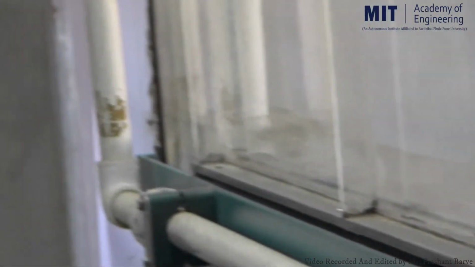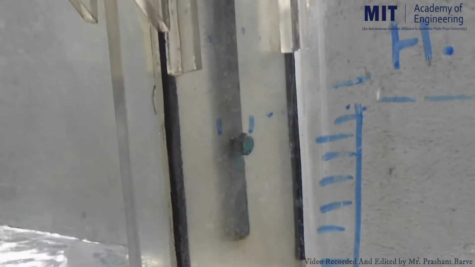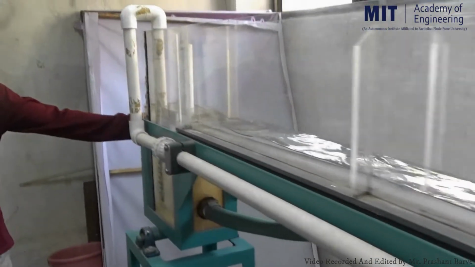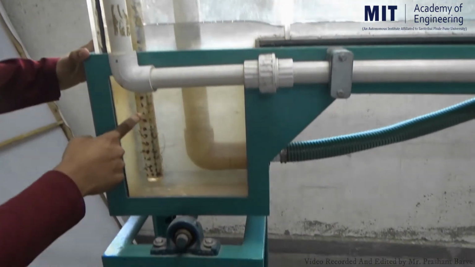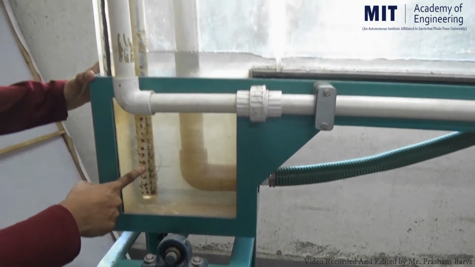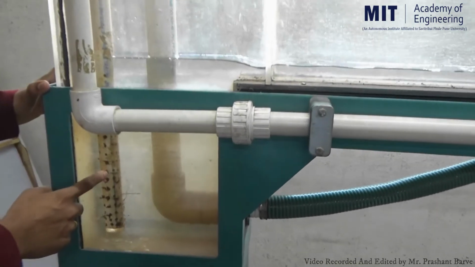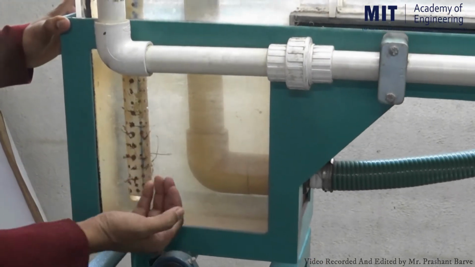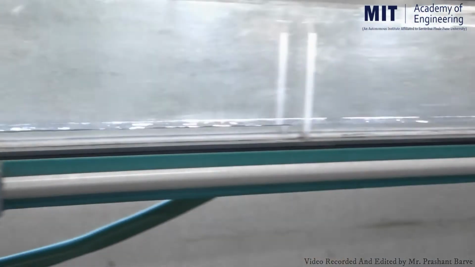Here we can observe the arrangement we have made in order to allow the flow. This is the pipe. Again, if you observe, this is a perforated pipe. Here we have ensured there is less turbulence, therefore we went with the perforated pipe, and again water is coming in the upward direction, and from this point onwards it starts flowing in the channel.